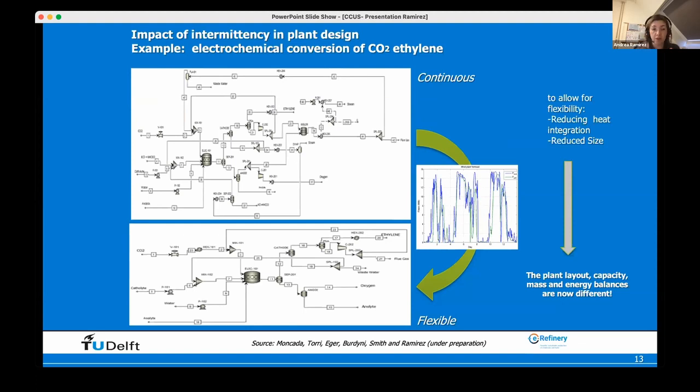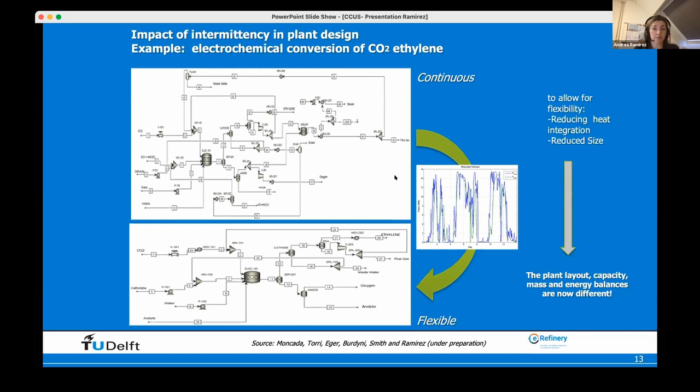In this case, for this particular design, it's not always the case, but for this design, it came at a cost of a little bit reduced heat integration in order to increase the flexibility of the plant. We actually reduced the size. And the consequence, you also see between up and down that, without needing to know what every equipment looks like, it's a less complex plant, but it has an impact on the layout, on the capacity, on the equipment, on your economics, and also on your energy and mass balances, and therefore on your life cycle assessment.